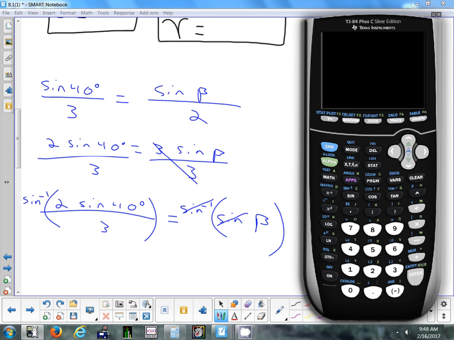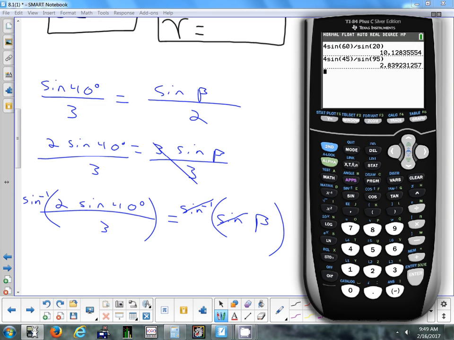The other way you can think about it, you're looking for where sine is positive, right? These numbers are all generated from side lengths, which are positive numbers. You would never have a negative side length. Okay? So let's figure out what that is. Inverse sine of 2 sine 40 divided by 3. I get an answer of 25.374.